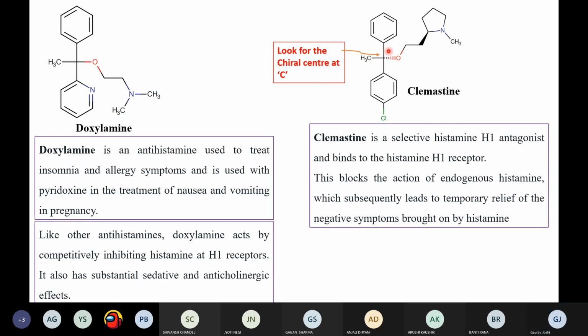Now, for example, see here. If you have a benzene ring, a chlorobenzene, and a methyl group over here, then basically this carbon will be chiral, right? Because we have four different types of atoms at the center carbon. So basically this is the chiral carbon.